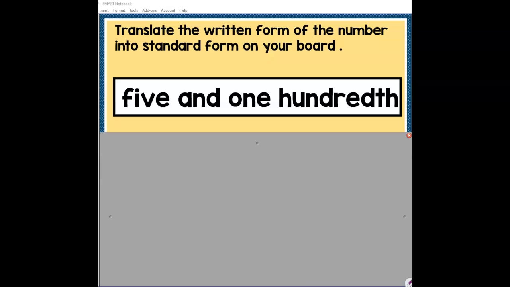Now we're going to translate written form into standard form. So it's going to be written out for you in words, and you're going to translate it on your whiteboard, write it in standard form using digits. So go ahead, 5 and 1 hundredth. Go ahead, write it, and then go back and double check and read it to yourself to make sure that you have everything in the right spot.